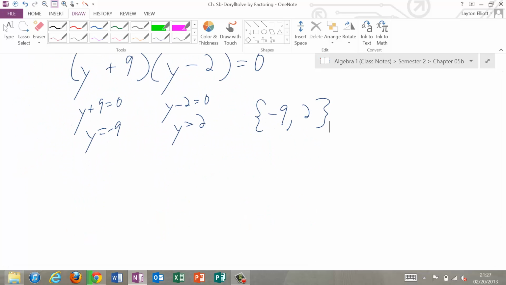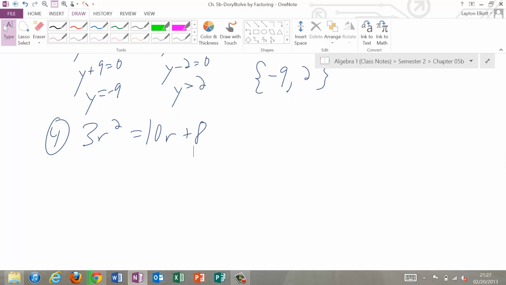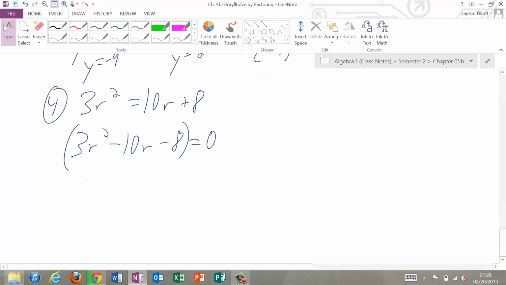Continuing on, let's go to number 4. 3r² = 10r + 8. And again, I'm going to set it equal to 0. So what I'm going to do is subtract everything on the right side over to the left side. So I have 3r² - 10r - 8 = 0. Then I'm going to put parentheses around this and factor it.